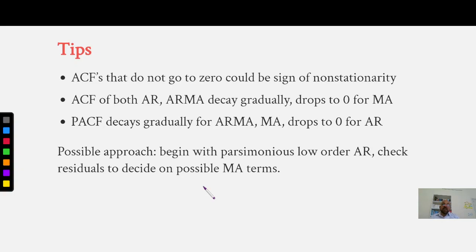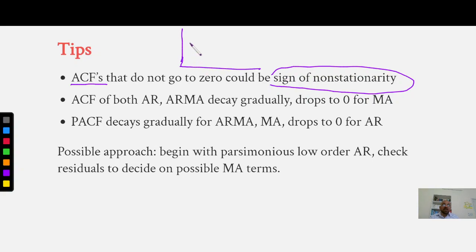So we have some tools in our hand. An ACF that does not decay to zero could be a sign of non-stationarity. What I have been focusing on is that for an AR process, it decays geometrically, exponentially. If it's not decaying, it is a sign of non-stationarity. We'll see this with a real series from the US.